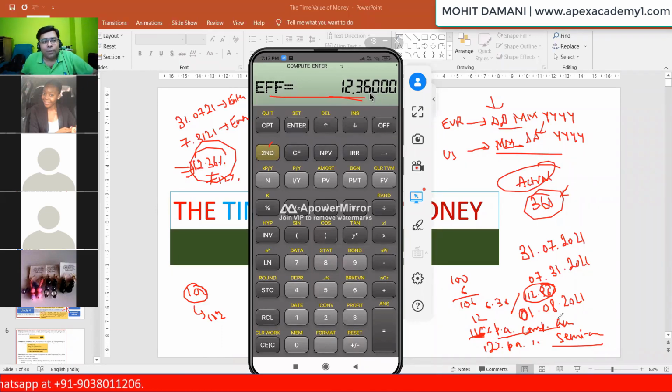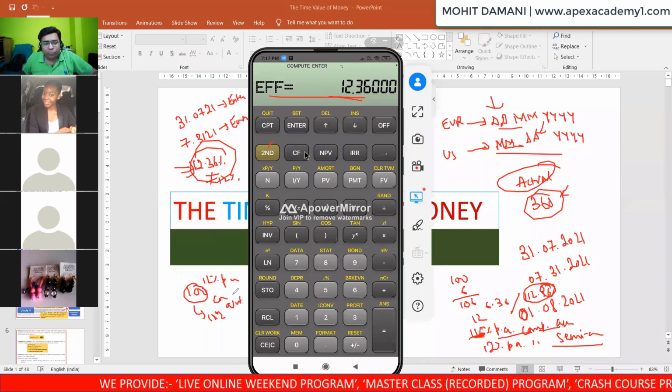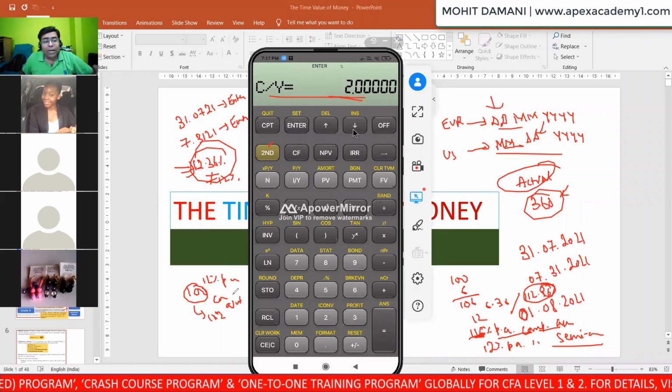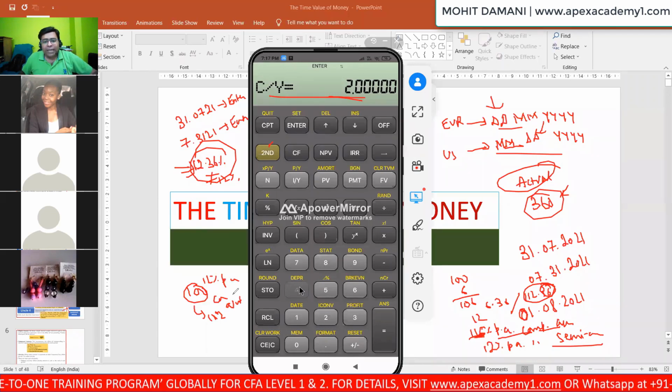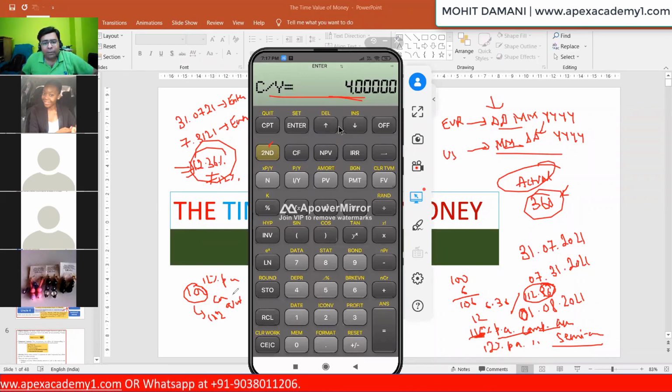12.36%. Okay, we can do the reverse also. Let's take another example. If it is 12% per annum compounded quarterly, what is the effective rate? Let's assume we want to calculate the effective rate. How many times is compounding happening in a year? 4 times compounding is happening. 4, enter. Then you press the arrow up and then press the compute button.